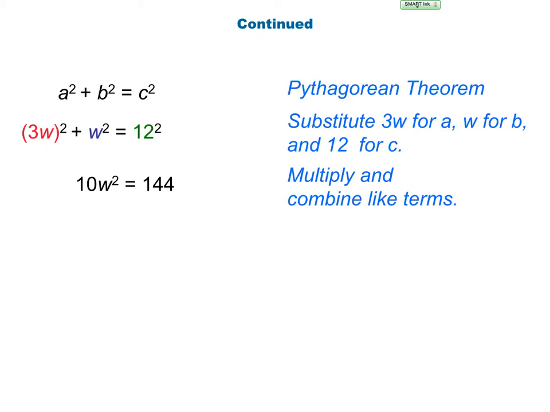I think the direction said we could go to decimal. So divide each side by 10. Then you're ready to square root. So 144 divided by 10 is like 14.4. Then we need to do the square root of that.